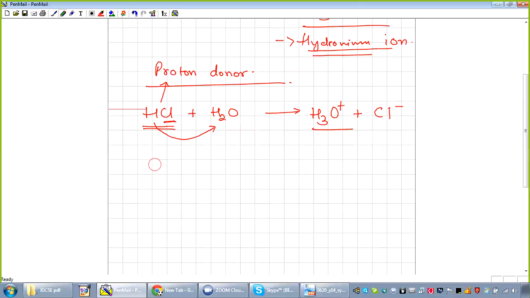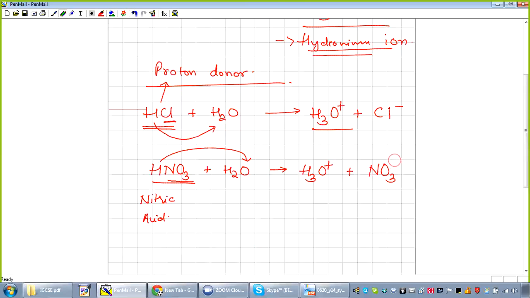Similarly, there will be other substances like HNO3. What substance is this? Nitrate. Okay, this is nitric acid. From here, this H will go over in the form of H+. What is that going to become? H3O+, the hydronium ion. What is the remaining part that is left? NO3 with a single negative charge. This is the nitrate ion.